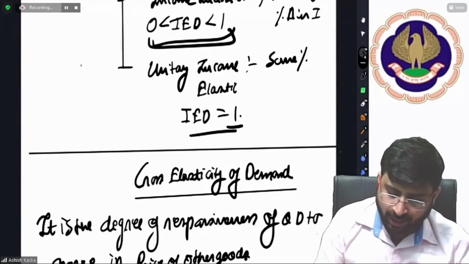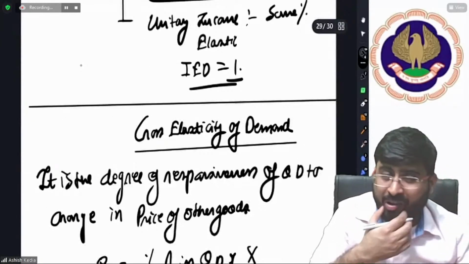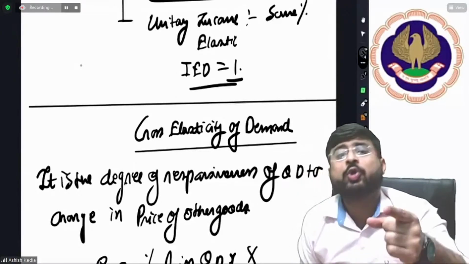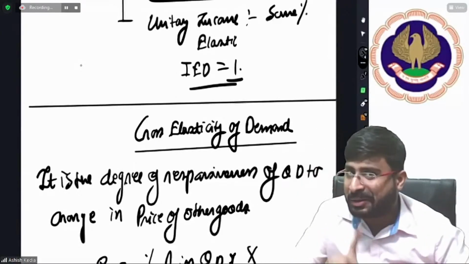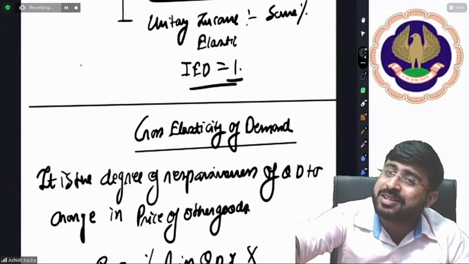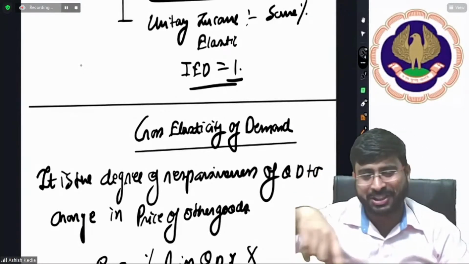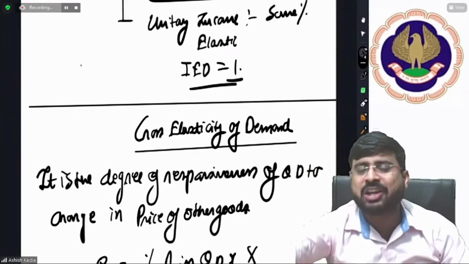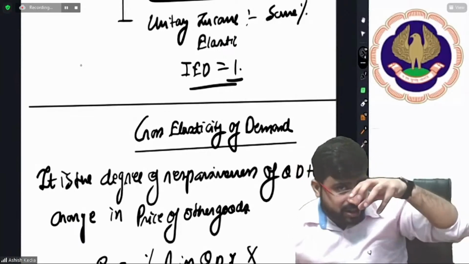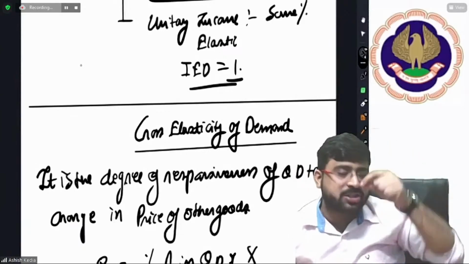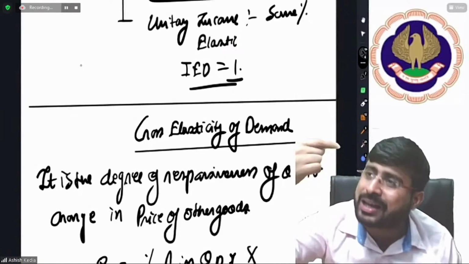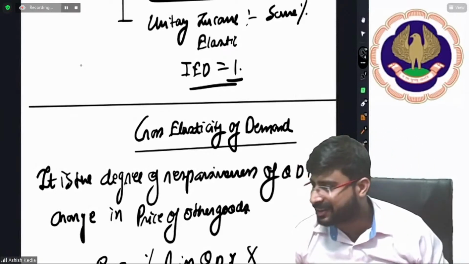Cross elasticity is the degree of responsiveness of quantity demanded to a change in price, but this time not due to own price. This time it is due to a change in the price of related commodities, that is, the price of complementary goods or the price of substitute goods. So when there is a change in demand, not because of a change in own price or income, but because of a change in the price of another commodity, that is it.